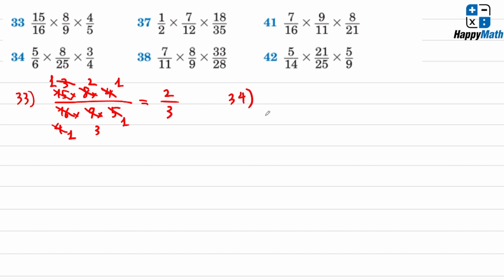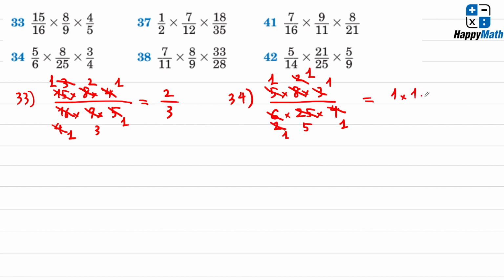34, you got 5 times 8 times 3 over 6 times 25 times 4. Yes, so 5, 25, you got 5 and 1. 3 and 6, you got 1 and 2. 8 and 4, you got 1 and 2. The last one, 2 and 2, you got 1 and 1. So the final, you got 1 times 1 times 1 over 1 times 5 times 1 here. So 1 over 5 is my final answer.